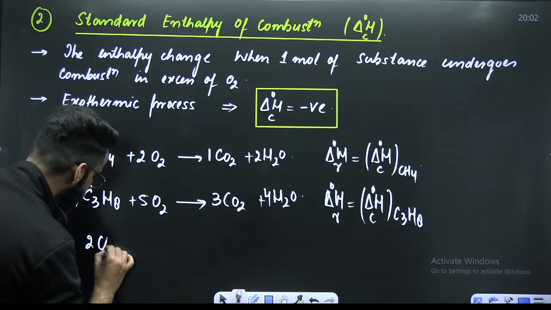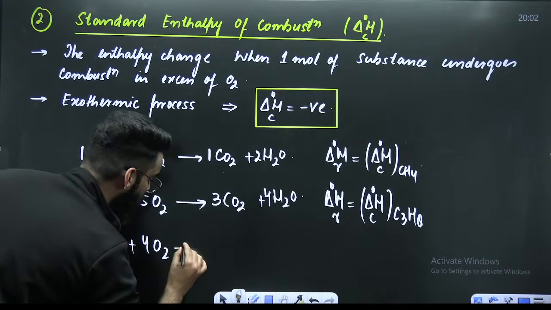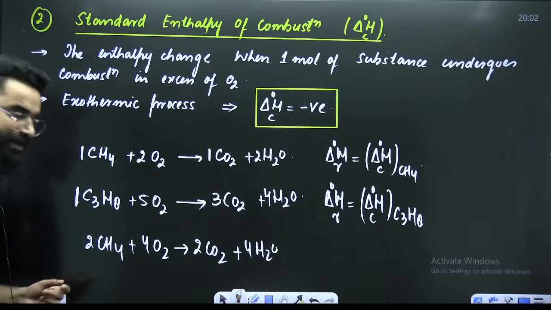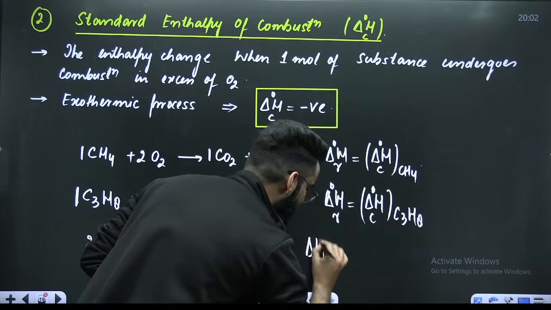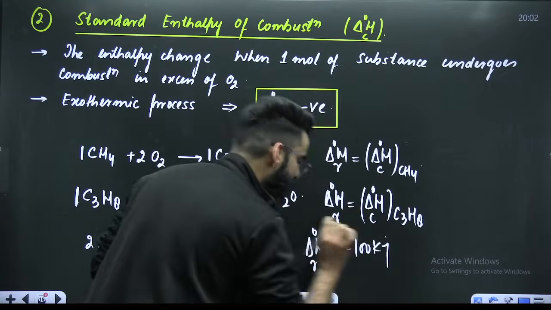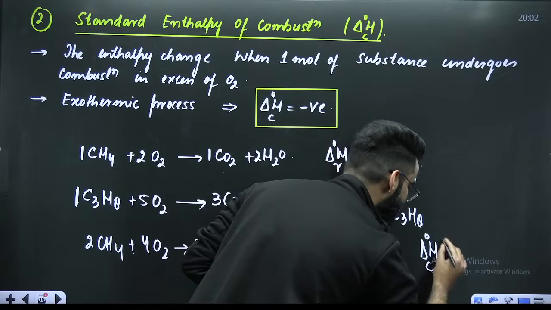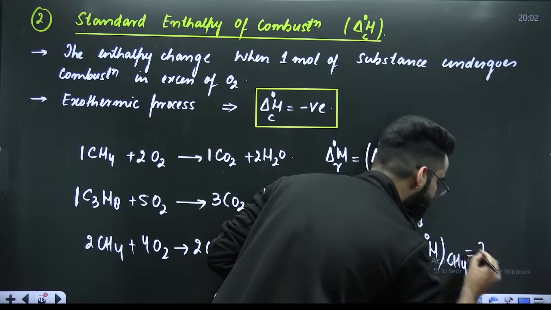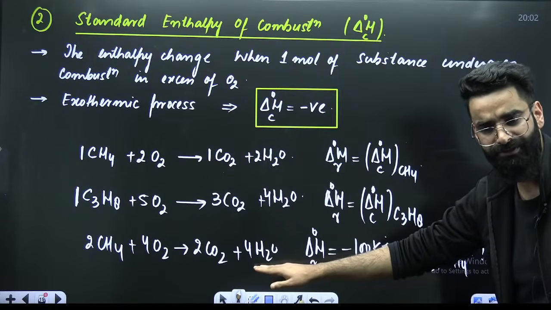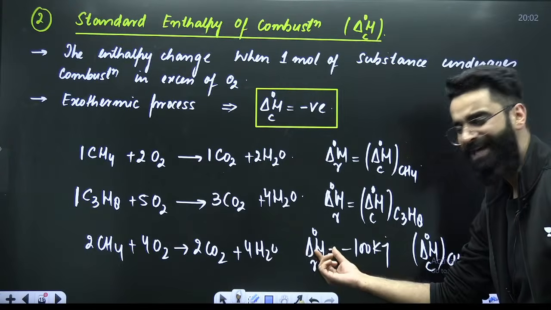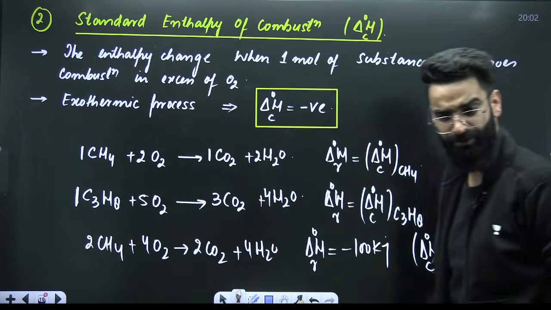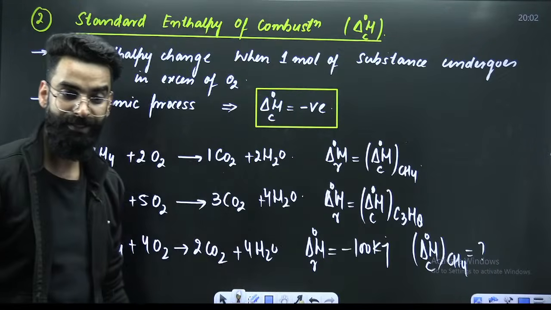Now people tell me one thing. If I write the reaction like this, 2 times CH4 plus 4 times O2 gives 2 times carbon dioxide plus 4 times water. For example, I'm telling you that the standard enthalpy of this particular reaction is minus 100 kilojoules. I'm asking you to calculate the standard enthalpy of combustion of CH4. Can you do it? I gave you a balanced reaction, and I'm telling you the enthalpy change of this reaction is equal to minus 100 kilojoules. I'm asking you to calculate the enthalpy of combustion of CH4. Can you do it?